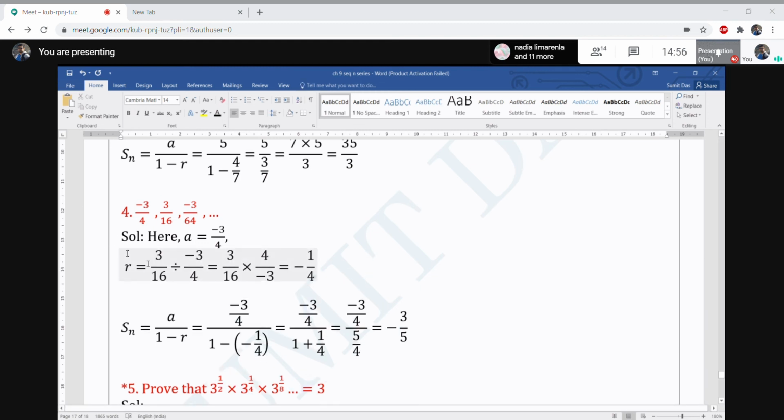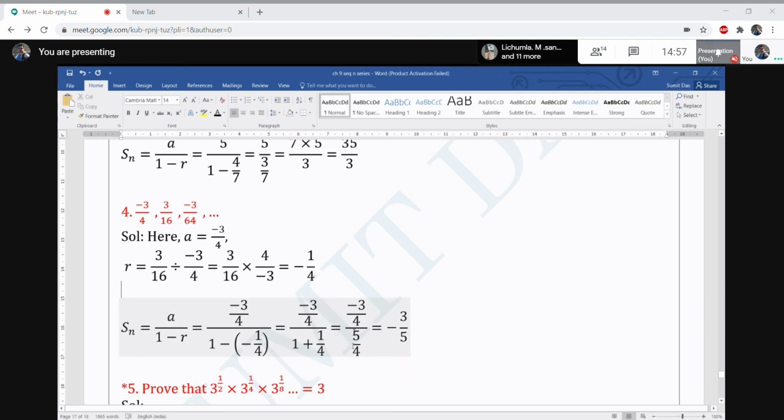3 by 16, that is the second term, divided by the first term, that is minus 3 by 4. So it will be 3 by 16 divided into 4 by minus 3. 3 cancels, this 4 and this 16 cancel. So ultimately the ratio we are getting is minus 1 by 4. Now Sn will be A divided by 1 minus r. A is minus 3 by 4 and r is minus 1 by 4. So in the denominator it is just adding. 4 cancels from the denominator. We are getting minus 3 by 5.